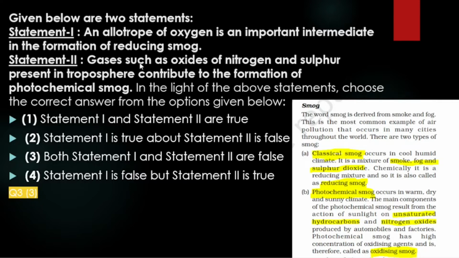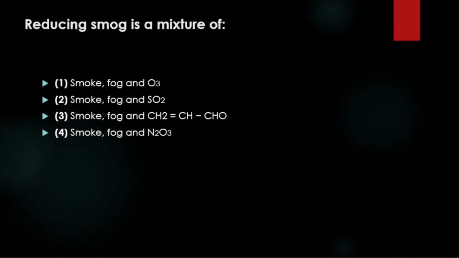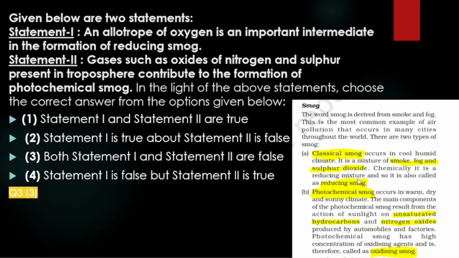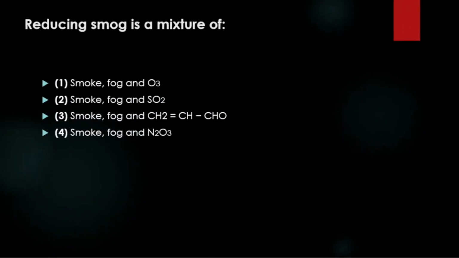So in the second statement it was asked, gases such as oxides of nitrogen and sulfur present in the troposphere contribute to the formation, which is wrong because it should be hydrocarbons, meaning carbon compounds, and nitrogen oxides, so not nitrogen and sulfur. And the first statement is also wrong because sulfur dioxide is not an allotrope of oxygen. Now next question. Reducing smog is a mixture of, as we have just seen, smoke, fog and sulfur dioxide. So the correct answer is second.